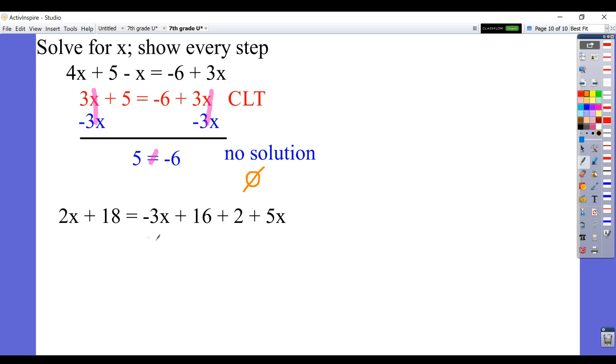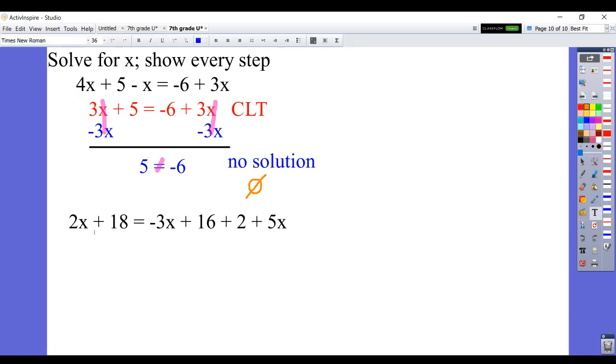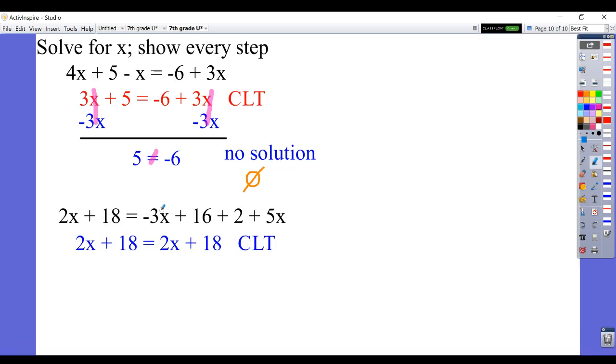All right, then for the next type, again, we're going to start by combining our like terms. So we've got 2x plus 18 equals negative 3x. Oops, I'm sorry, let me combine that. The negative 3x with the 5x will be 2x as well, plus 18. Again, that's combining like terms. So what I did is I combined my negative 3x with my 5x to get my 2x, and I combined my 16 with my 2 to get 18.